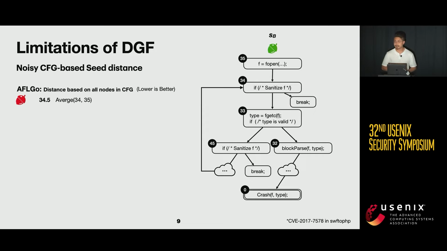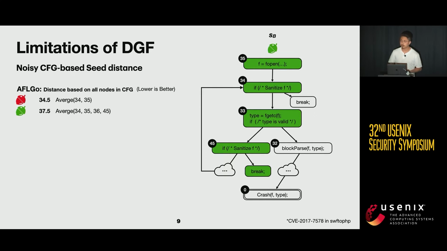On the other hand, we have seed B over here, which opens a file, passes the first sanitization, and continues until it fails at the second sanitization. Since seed B passes the first sanitization and also covers the nodes that are closer to the target, this is intuitively a better seed, and we should prioritize it. However, AFLGo assigns a distance score higher than the previous seed, and as a result, AFLGo prioritizes seed A over seed B, which is a counterintuitive decision.